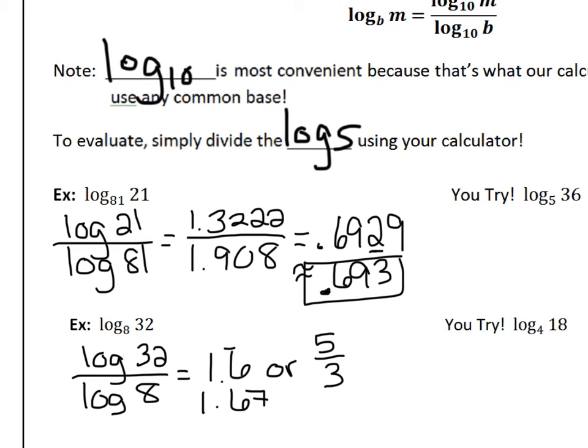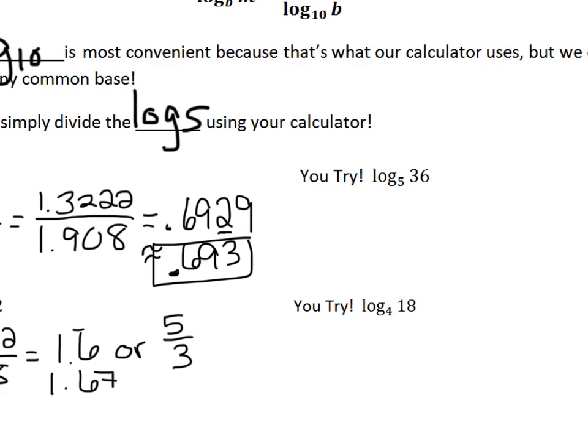Now go ahead and try the two You Tries over to the right. When you get them, check with a neighbor to see if you matched answers. If not, discuss it, and then unpause this when you're all ready to check your answers.